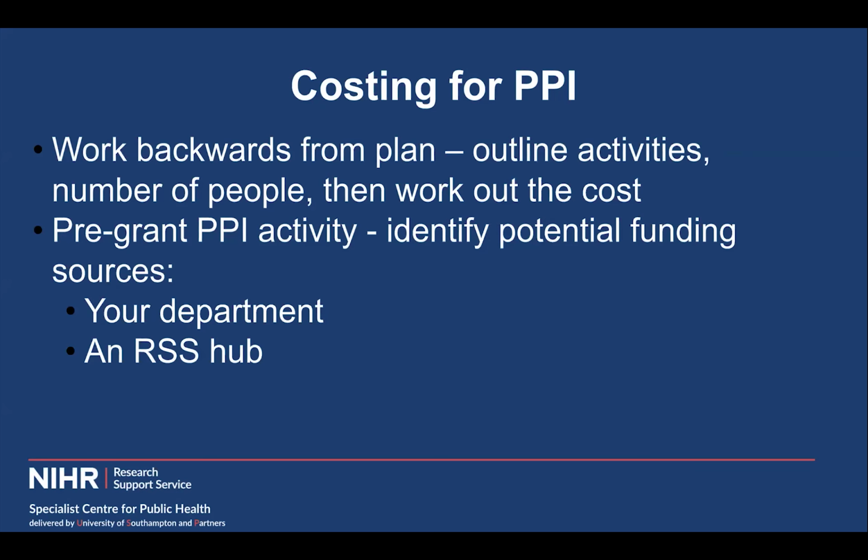Ultimately, it's really difficult to put a broad number on costing for PPI and what that looks like, because every single project will be different. What you really need to do is have a really clear plan of what your PPI members will be doing to support your project and work backwards from that. So you outline your activity and then you work out the cost of each of those activities, and the cost associated with the work that you're asking them to do.